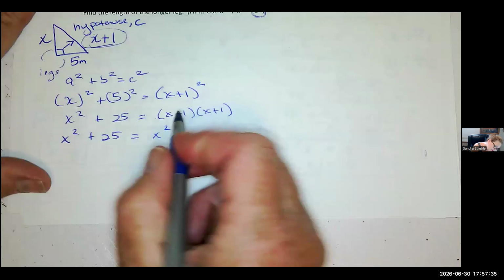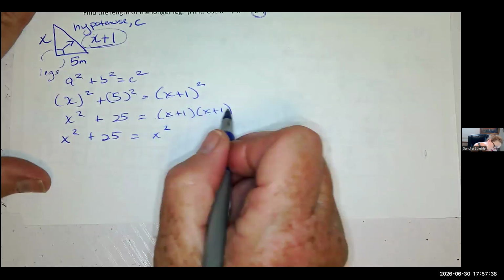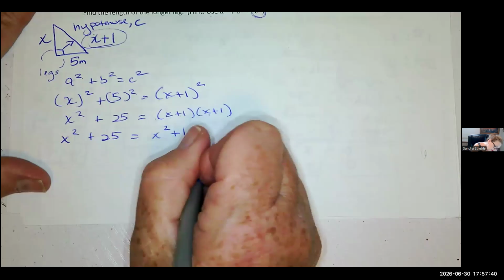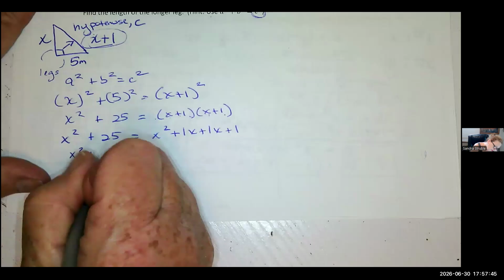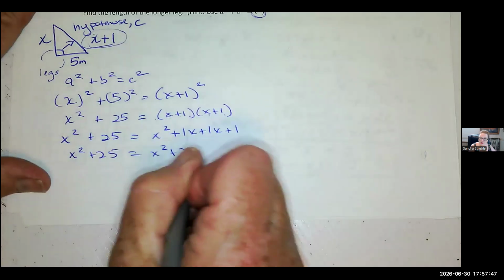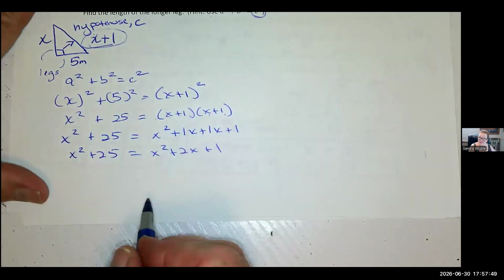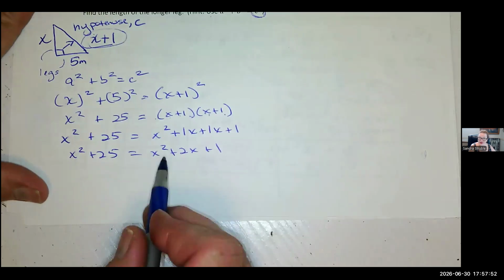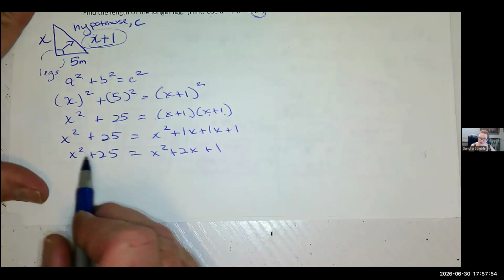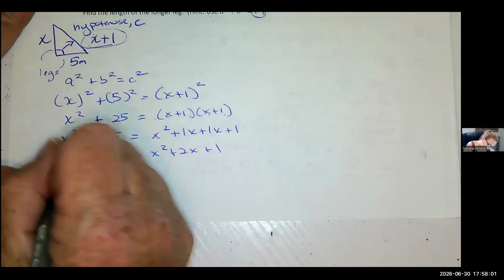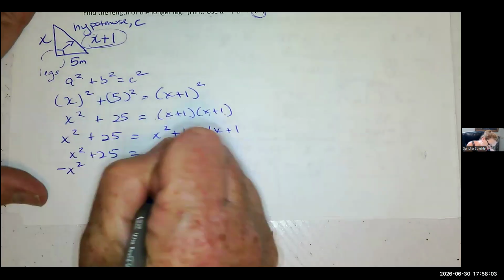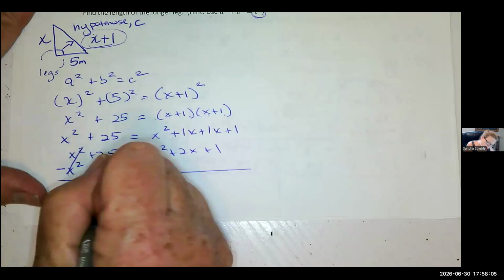So X times X is X squared. X times 1 is 1X. 1 times X is 1X. 1 times 1 is 1. Let's simplify the right. Okay. Now we've got two X squares. They're both positive. Well, how can I do this? What's my next thing down? 2X. Let's just subtract X squared from both sides. Now we have 25 is equal to 2X plus 1.